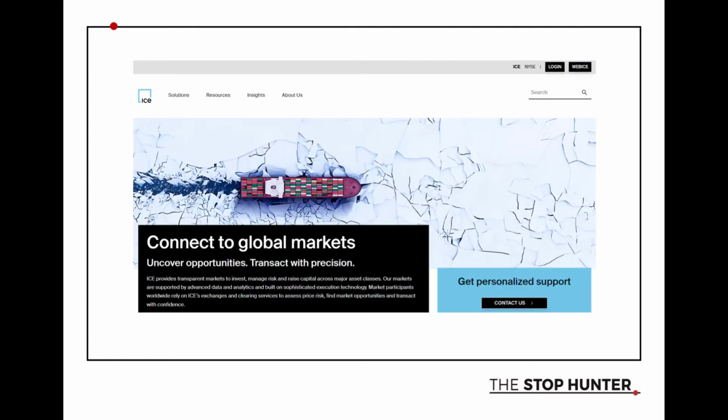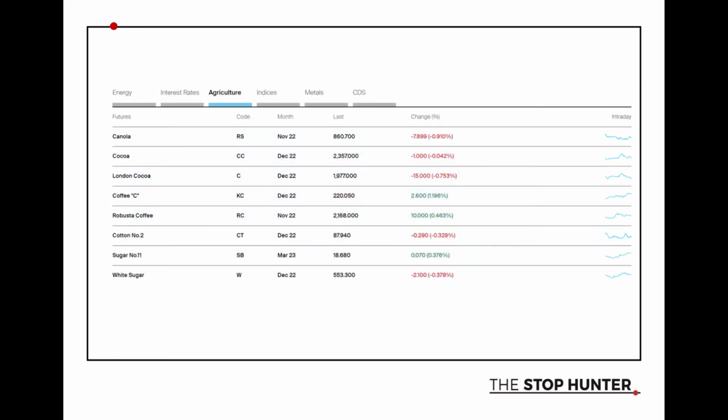And their main competitor, the ICE exchange, what do they offer in terms of markets to trade? Again, a lot of choice: credit default swaps, metals, indices, interest rates, energy, and I just clicked on agriculture there so you can see the sort of markets you've got: canola, cocoa, coffee, cotton, sugar. It really does give you an exposure to markets you can't really normally get your hands on.